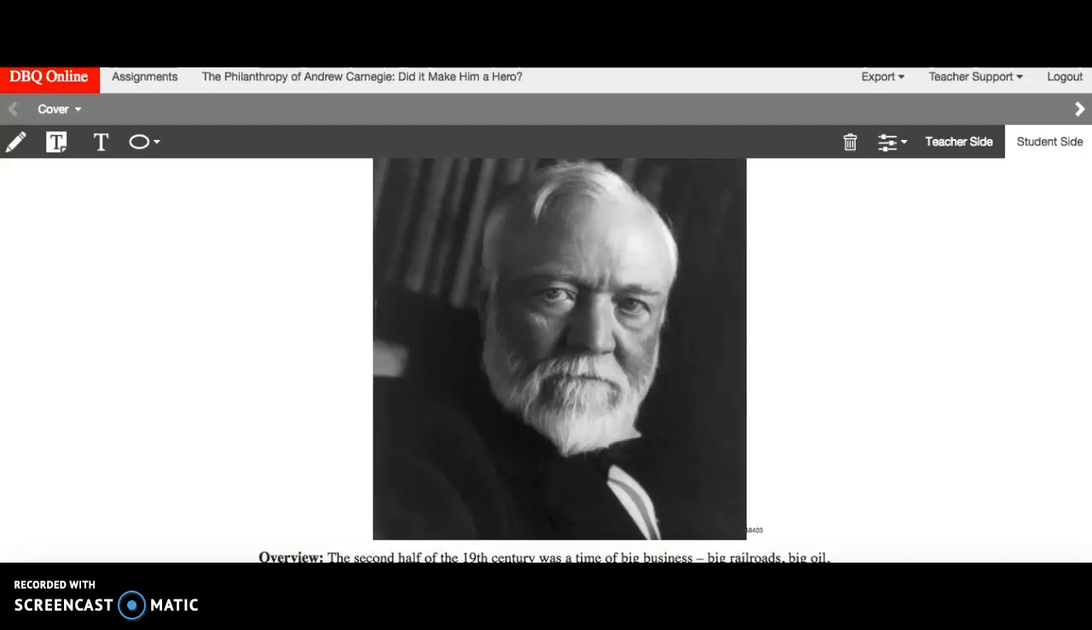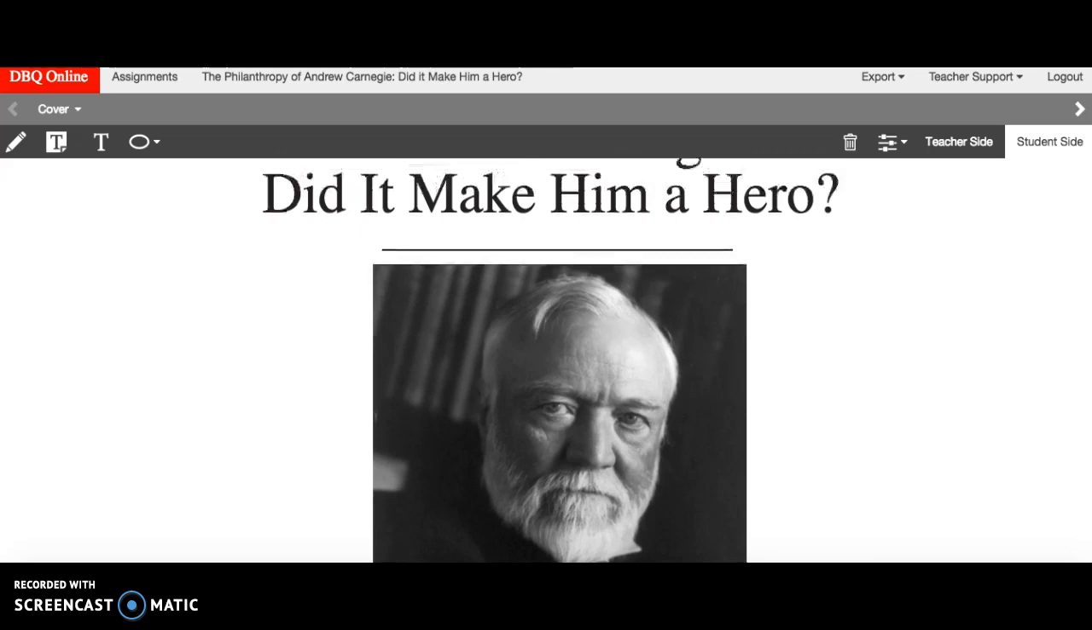Hey everyone, today we're going to take a look at how to analyze a primary source document using the DBQ Online platform. So today we're going to talk about our old friend Andrew Carnegie. So here's Andrew, and before we even look at any single documents, the first thing we have to do is understand the task, the question we have to answer.